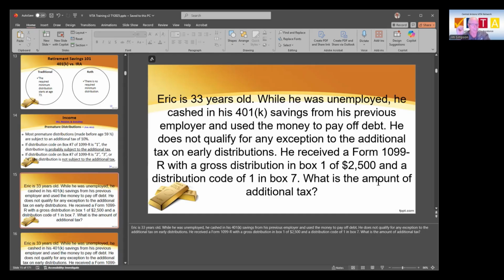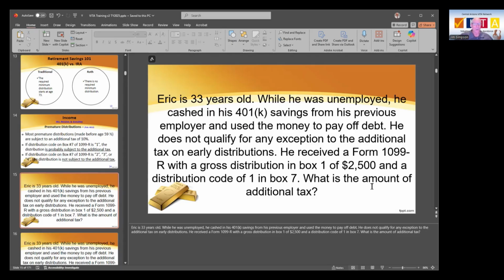He received a Form 1099-R with a gross distribution in box 1 of $2,500 and a distribution code of 1 in box 7. 1 will say normal distribution, no known exception applies. You might be asking me, well, where do I find those codes? Well, on the back of the 1099-R in tiny, tiny, tiny print, it'll say it. If you don't have a 10 times magnifying glass, you can go into publication 4012 in section D, I think it's like page 47, will give you all the code explanations for there too.